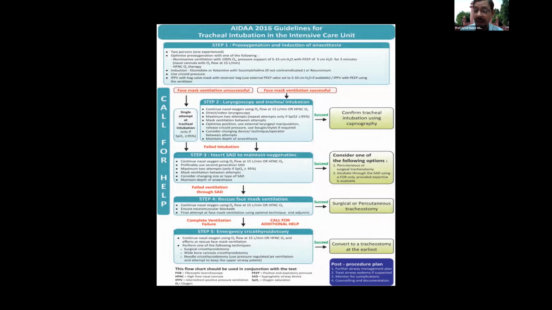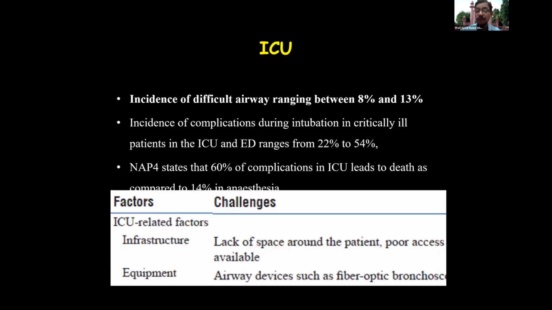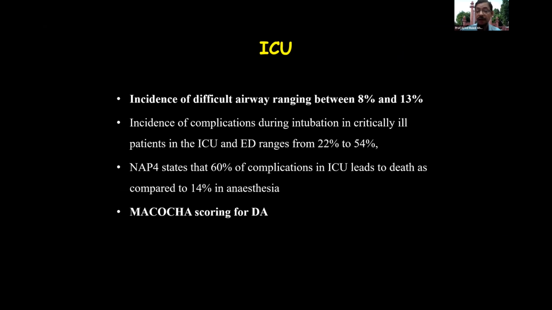Now, as I said, for the first time, the DAS came up with a robust guideline for tracheal intubation in ICU patients, and they have 5 steps here. The incidence of difficult airway ranges between 8 to 13%, and the incidence of complications during intubation in critically ill patients in ICU, as I said, is 22 to 54%. And what NAP has reported is 60% of complications in ICU lead to death, as compared to only 14%. And we recommend the MACOCHA scoring system for assessment of difficult airway in the intensive care unit. We'll come to that later.